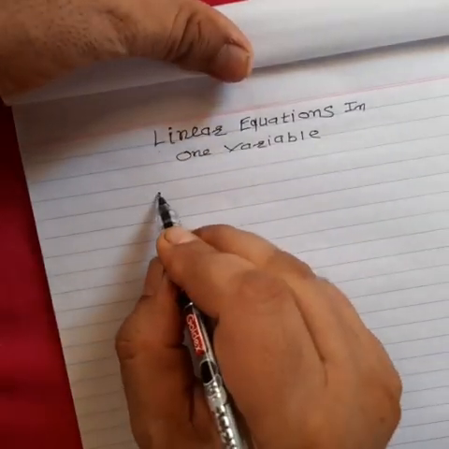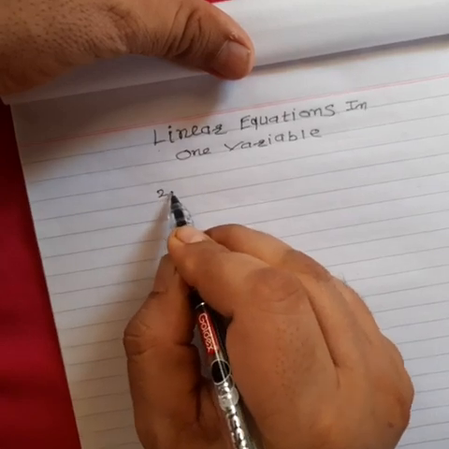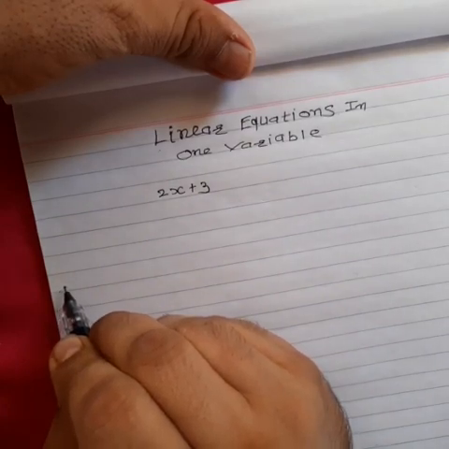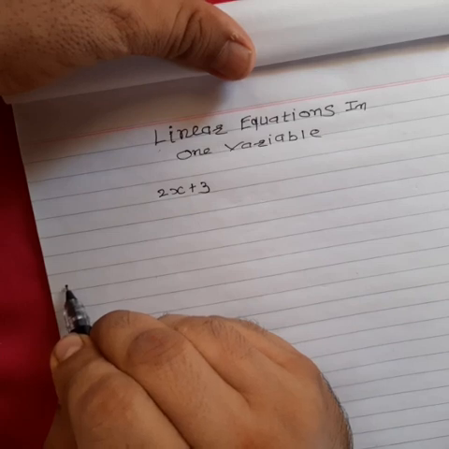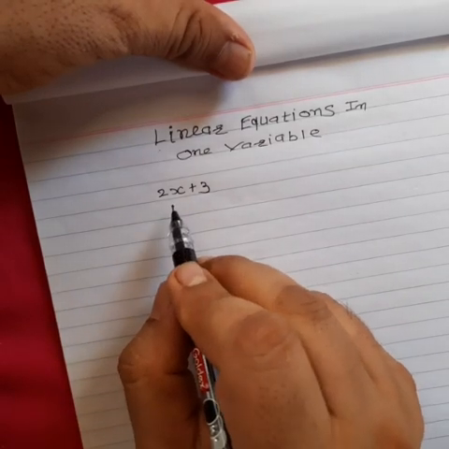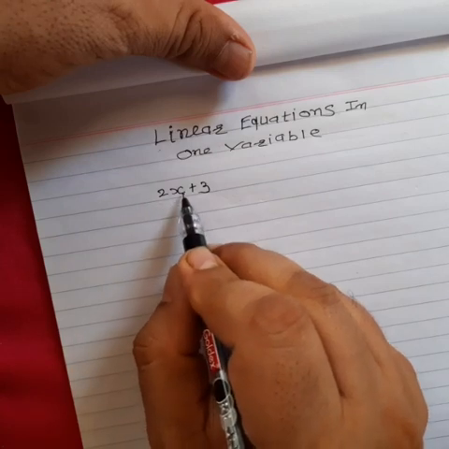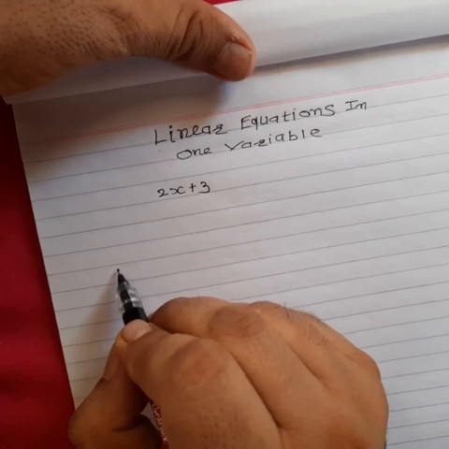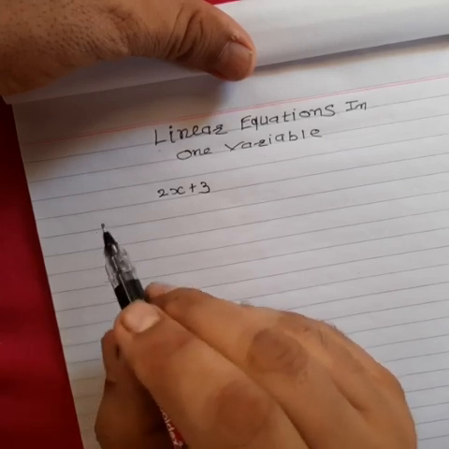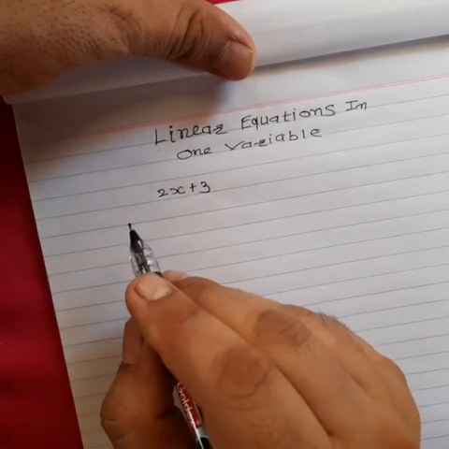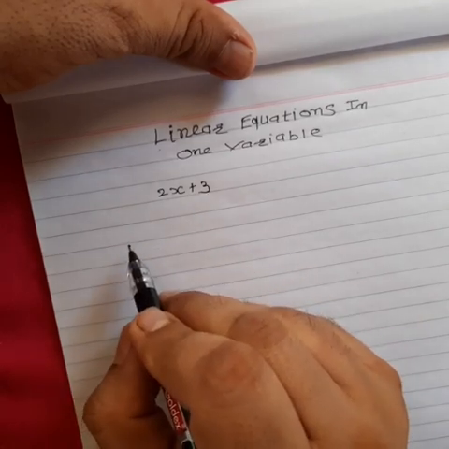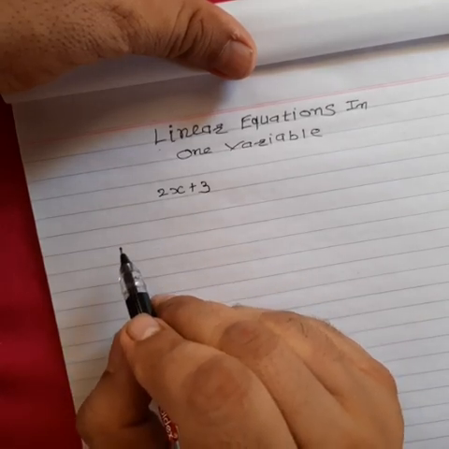Simple, if I write 2x plus 3, as you know, that is an algebraic expression where x is considered to be a variable because we don't know the value of x, or we call it changing, while 2 and 3 have fixed values, so they are considered to be constants.